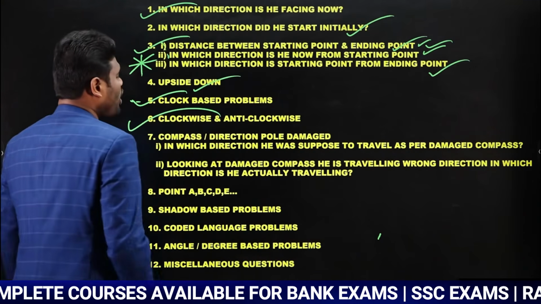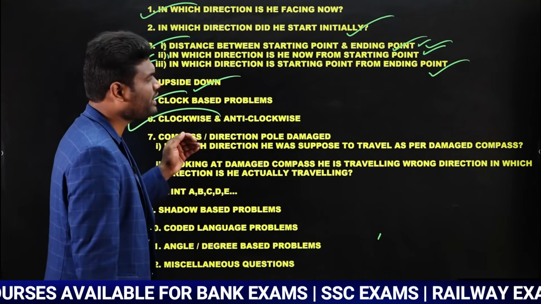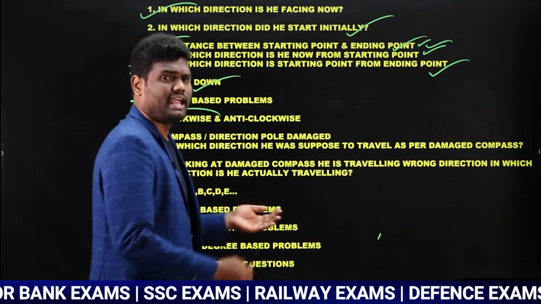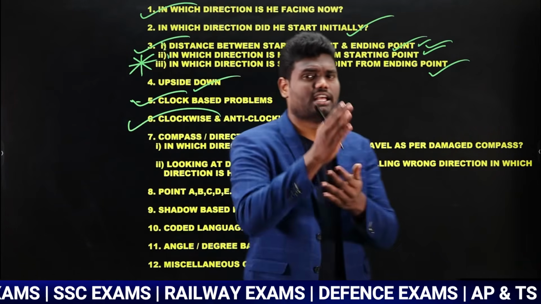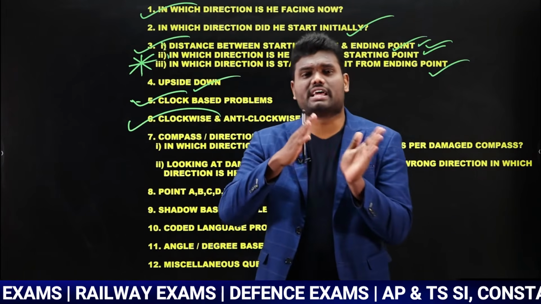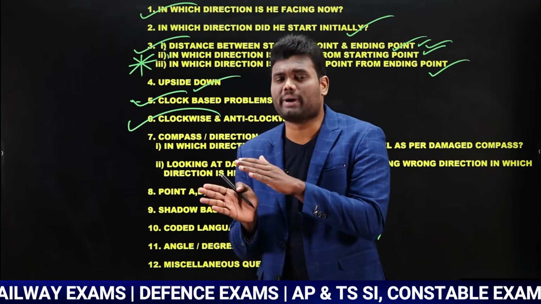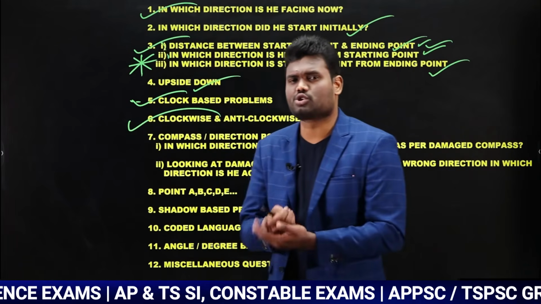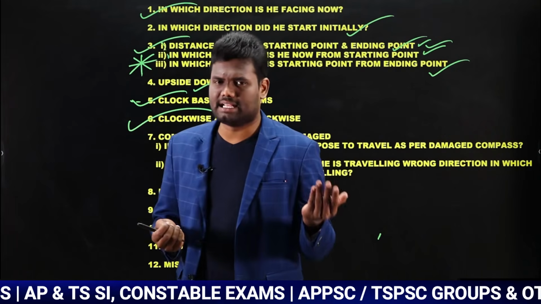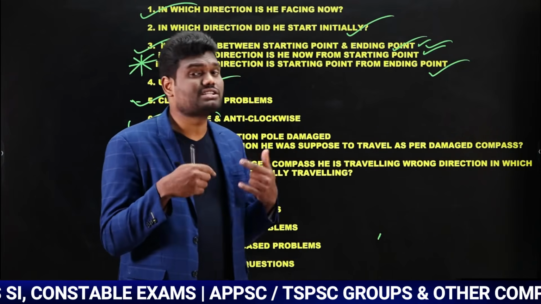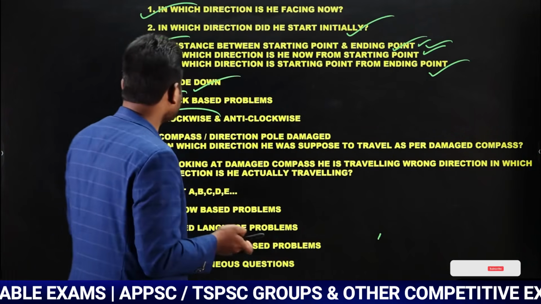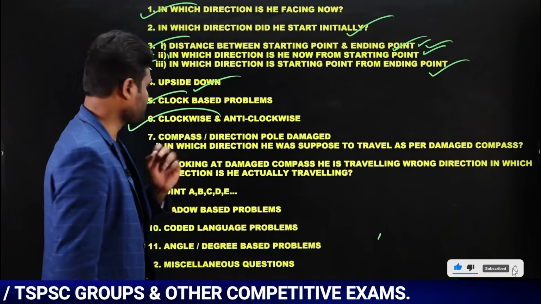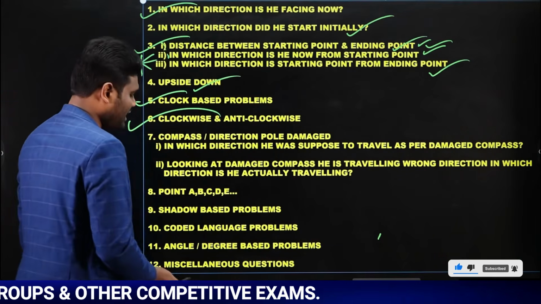Next one is clockwise, anti-clockwise. We are going to get questions based upon clockwise, anti-clockwise also, saying like a person is facing towards the north direction, he turns 90 degrees clockwise, followed by 45 degrees anti-clockwise, followed by 135 degrees clockwise, followed by 45 degrees anti-clockwise. You are going to get questions in this way also. Questions based upon clockwise and anti-clockwise. This is model number 6. Next model, that is model number 7.